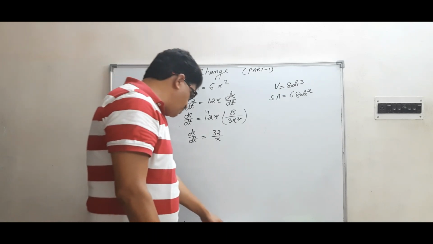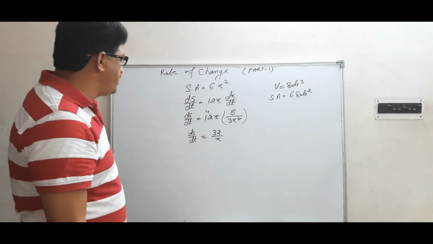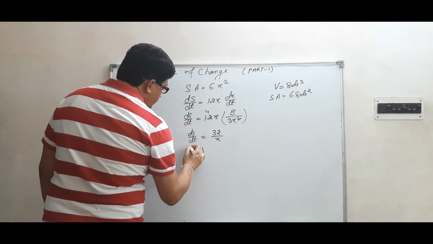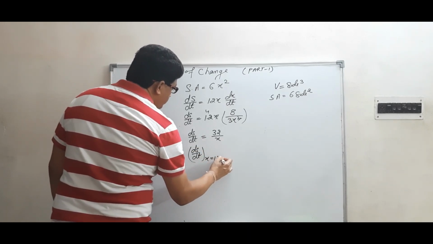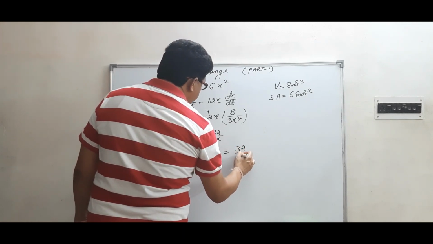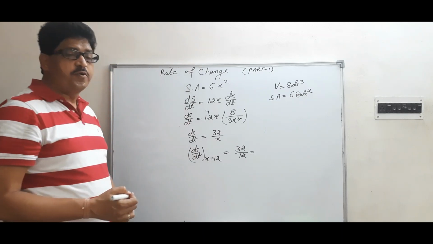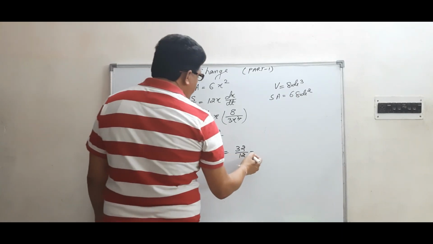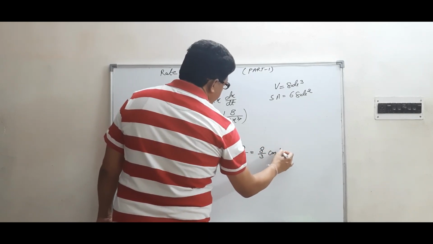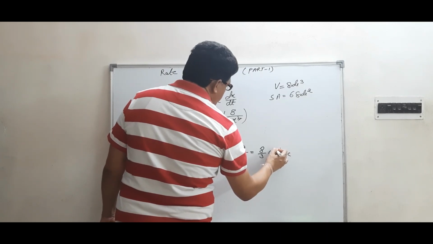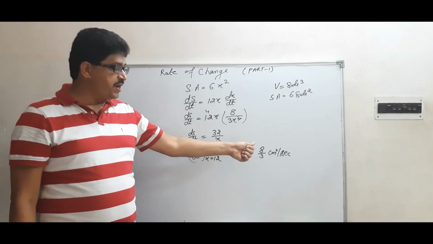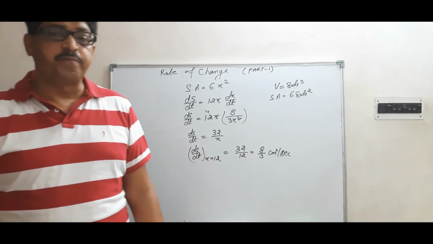And we have to find dS upon dt when x is 12 centimeter. So dS upon dt at x is equals to 12 is 32 upon 12. 32 upon 12, cancel by 4, 8 by 3 centimeter square per second. The unit of dS upon dt is 8 by 3 centimeter square per second.